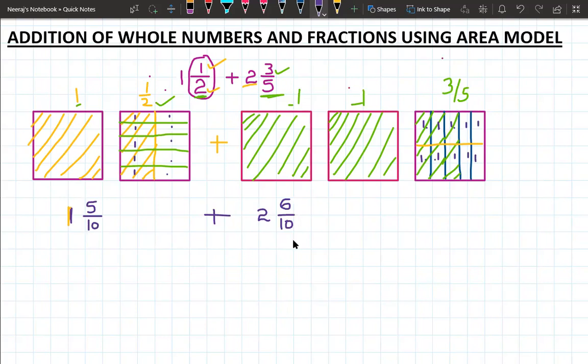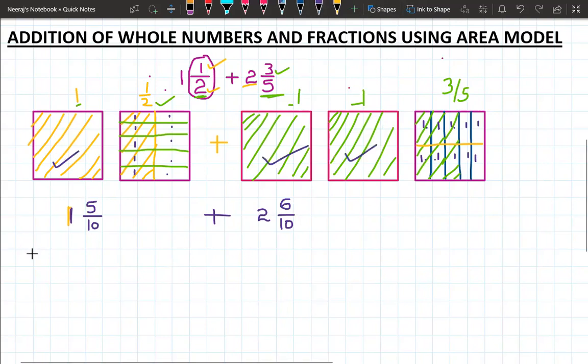Now their denominators are the same. What we have done is we have made the unlike fractions into like fractions, right? Like we have done in the previous class. So let's write the wholes first. 1, 2, 3. So how many wholes are there now? 1, 2 and 3. 3 wholes are there.